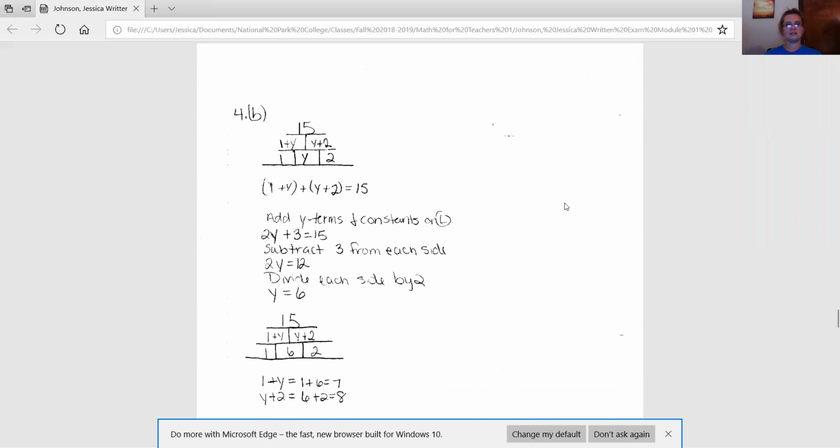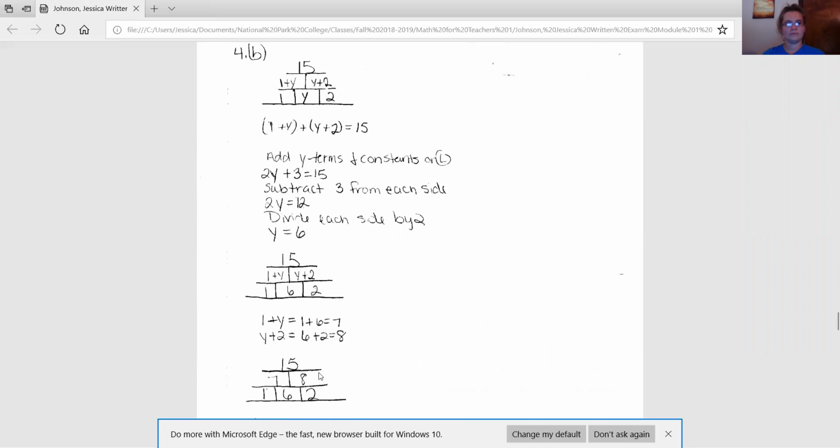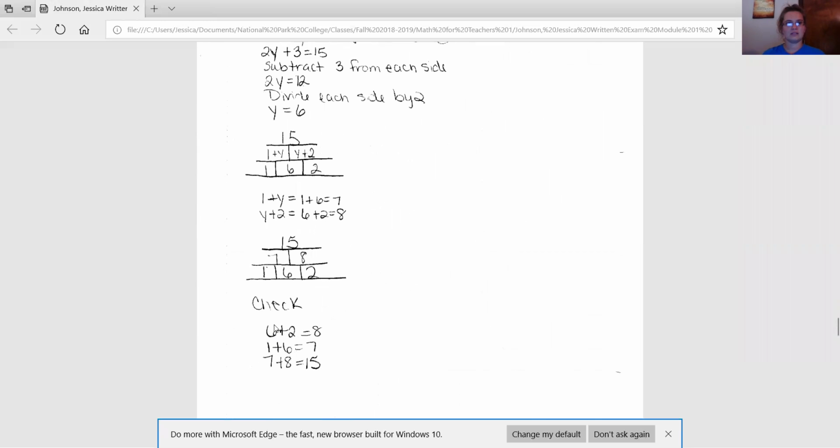And then 4b, same thing. You're just using variables to figure out your pyramid. And everything immediately above the number should be your answer in a sum. So to check our answer, 6 plus 2 equals 8. 1 plus 6 equals 7. 7 plus 8 equals 15.